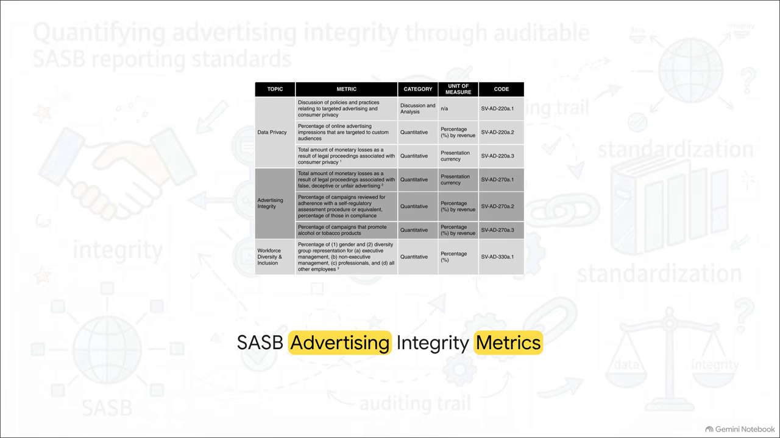Now, these sustainability-related financial disclosures are actually overseen by the International Sustainability Standards Board, or ISSB. Their whole goal is to standardize how entities disclose risks that could mess with their cash flows or access to finance. Notice how they break down integrity into 3 very distinct quantitative codes, SVAD 270A.1, Point 2, and Point 3. Each one targets a completely different aspect of accountability.